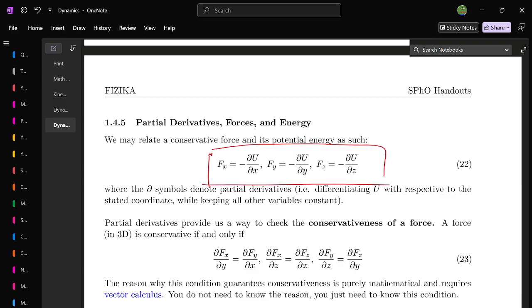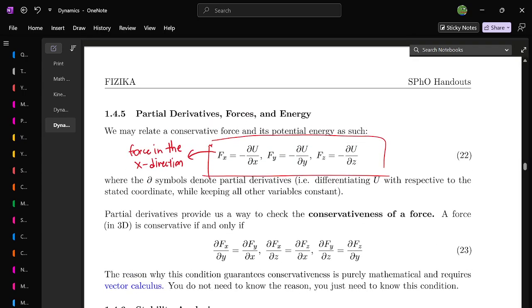Fx is the force in the x direction, and then so on and so forth for Fy and Fz. These symbols denote partial derivatives. They are called dou. So you can just say dou u over dou x, for example. This just means you differentiate u with respect to the stated coordinate while keeping all other variables constant. So yeah, this is quite mathematical.